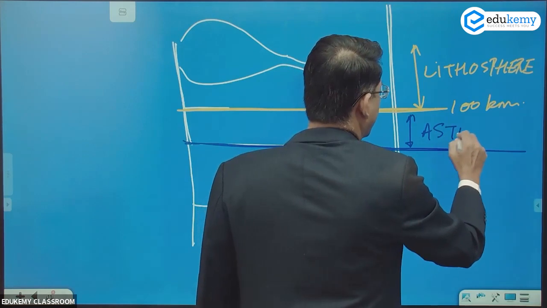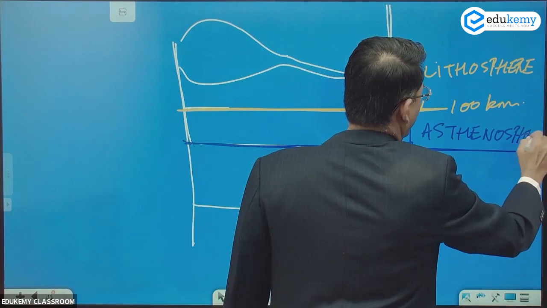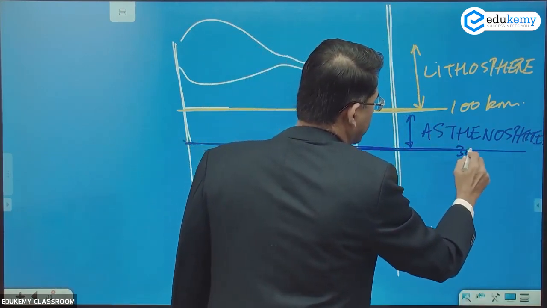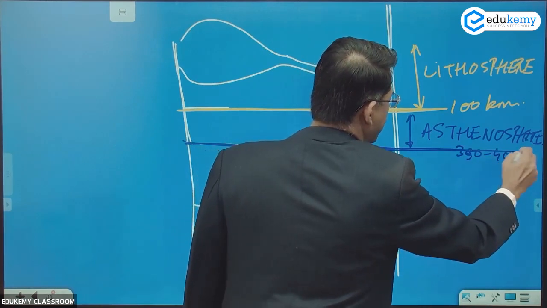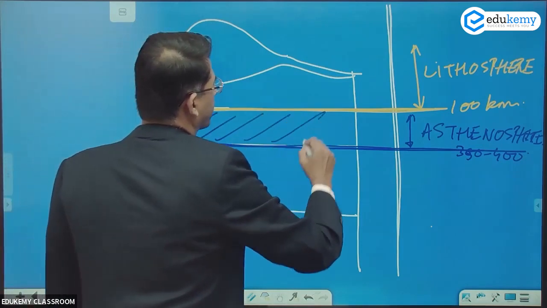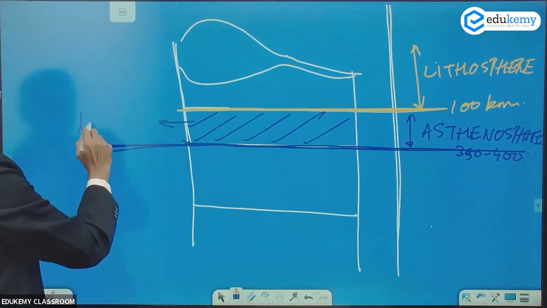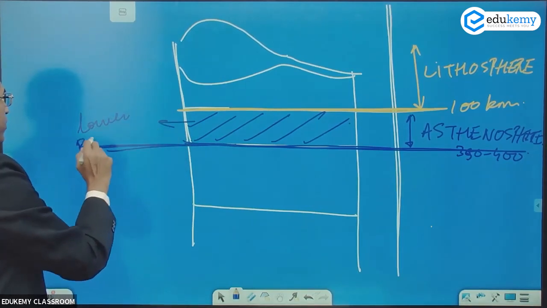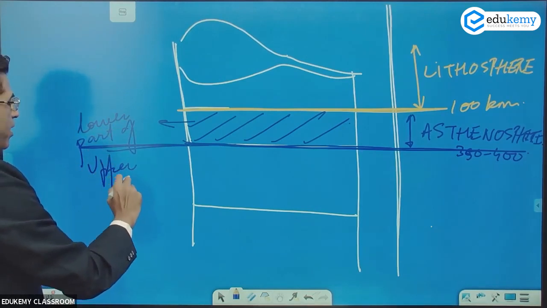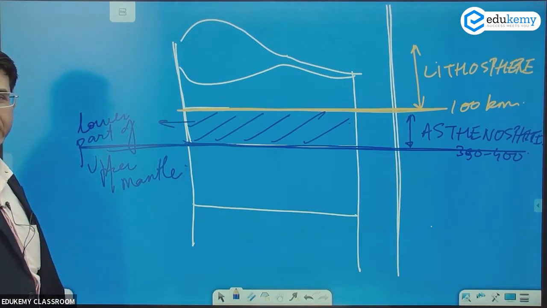This is the asthenosphere. This is, okay, 350, 400 kilometers. Okay, so this is the asthenosphere. Or what is this? This is the lower part of the upper mantle.